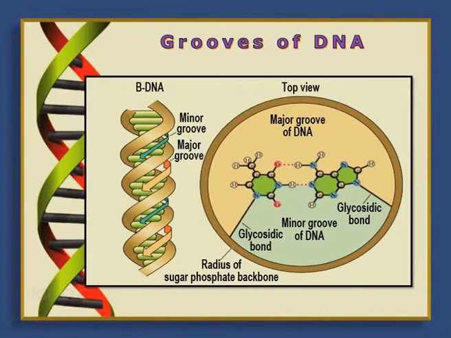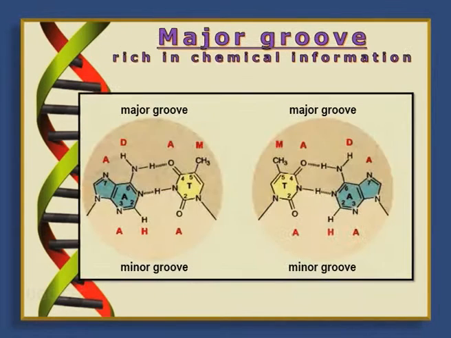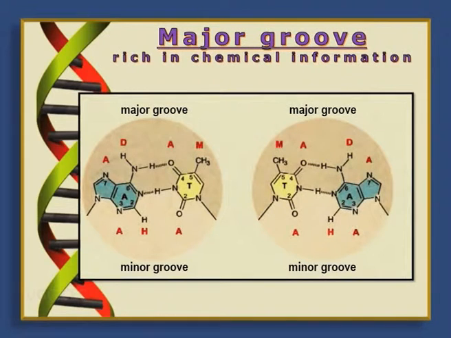Now, what biological roles do these grooves play? These grooves, as we can see in this diagram, especially the major groove, are rich in chemical information. The edges of the base pair are exposed in both major and minor grooves, creating a pattern of hydrogen bond donors, acceptors, and van der Waals surfaces, and thereby help in identification of the base pair. If we look at this diagram, we can read the pattern present in the major groove, which is abbreviated as ADAM, in comparison to the minor groove, which reads the same in both cases, that is AHA.